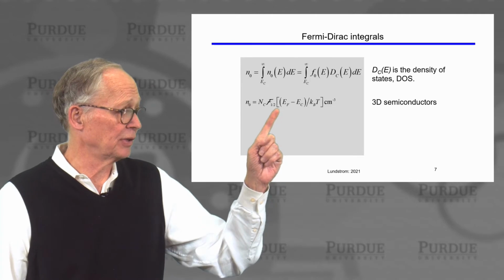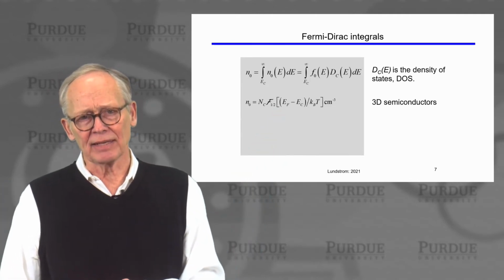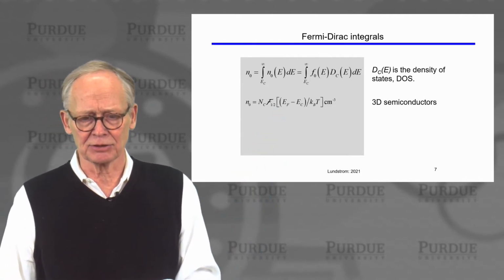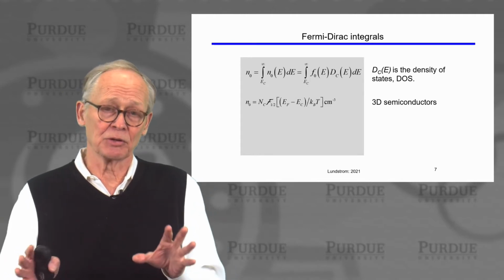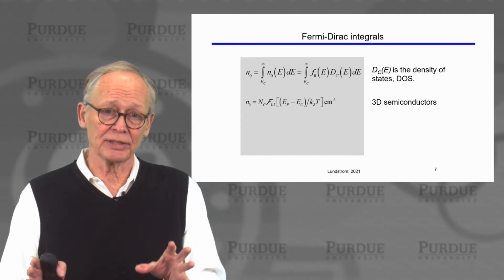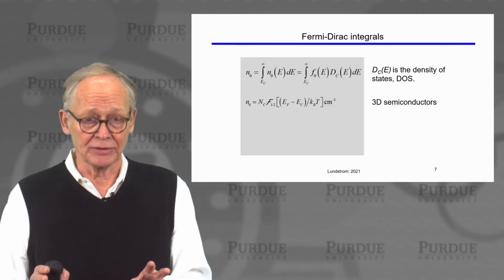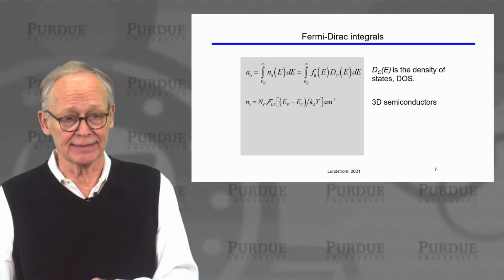And you can see that it's a function of the location of the Fermi level with respect to the bottom of the conduction band. If we were talking about 2D electrons or 1D electrons, we would get different answers because they have different densities of states.